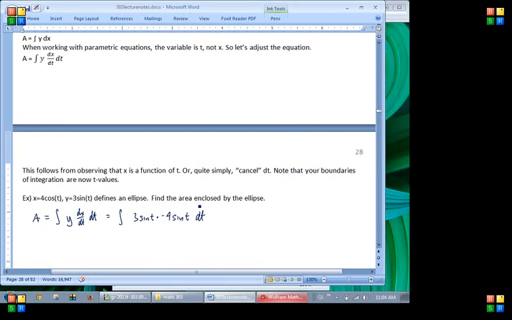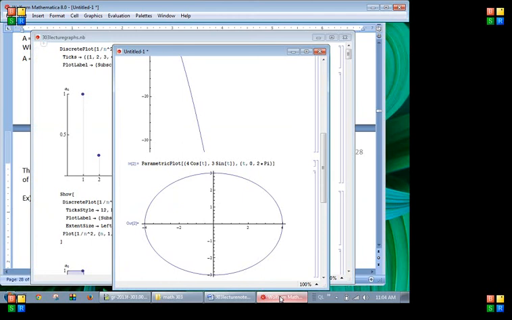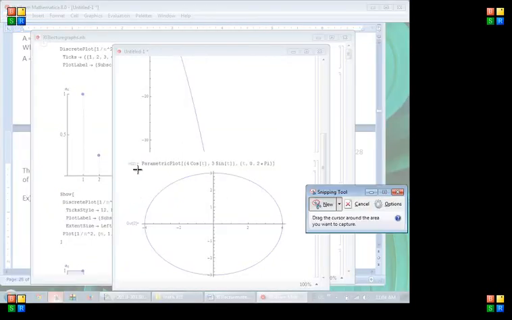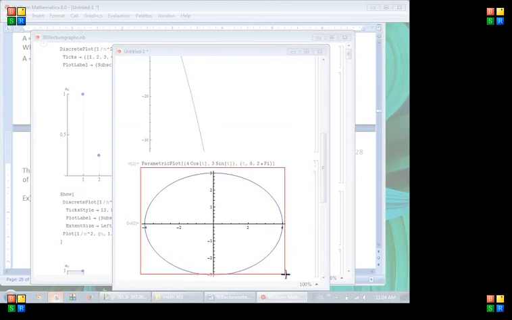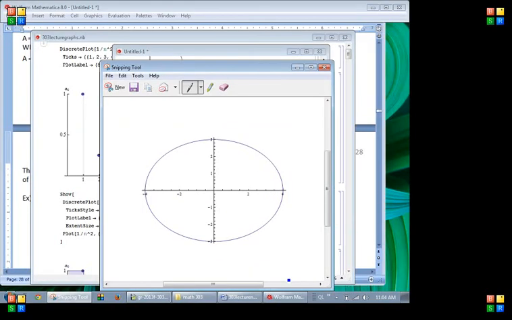Let's see. Except we have to be careful, because what happens if we do that? It's sine squared t. Well, let's think about what area means. Yeah, we're going to get 0.